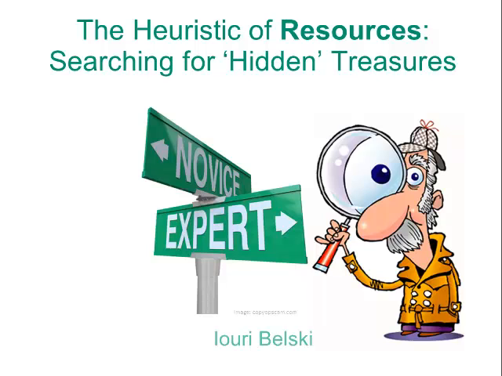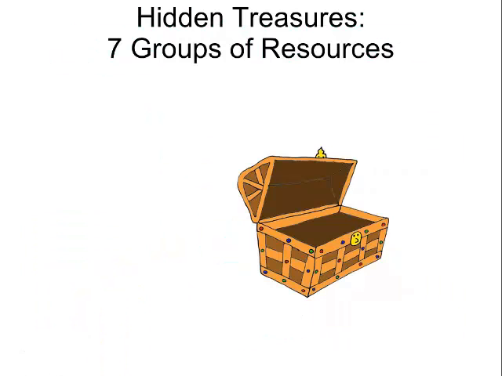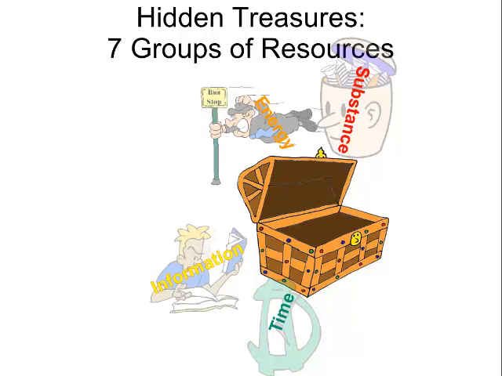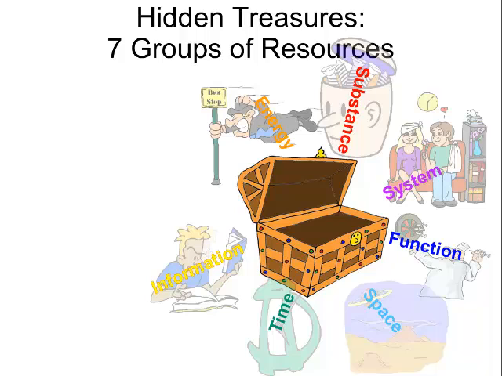The heuristic of resources that we will learn today can help a novice to systematically search for the available means to solve problems, search for hidden treasures. The heuristic subdivides these hidden treasures into 7 separate groups. Here are the names of these 7 different treasures: substance resources, energy resources, field or information resources, space resources, time resources, function resources, and systems resources.